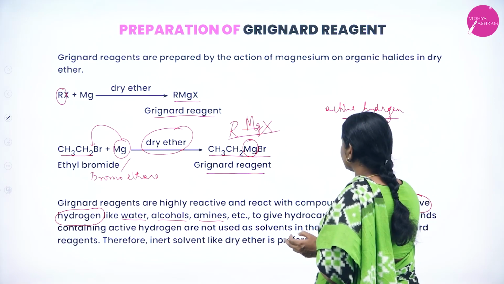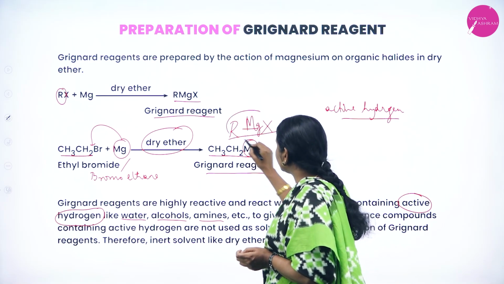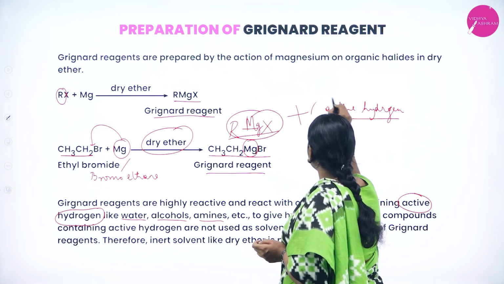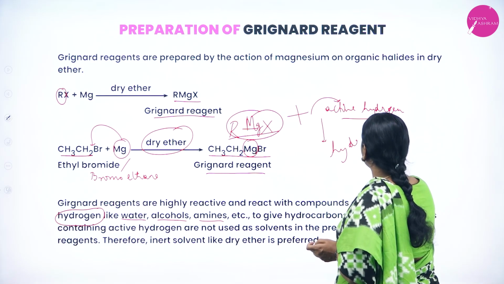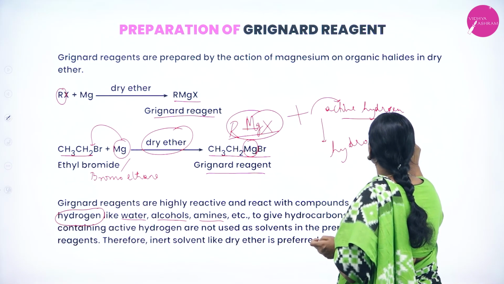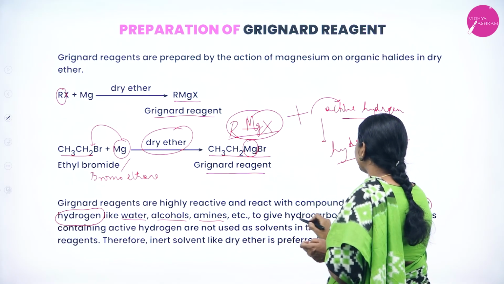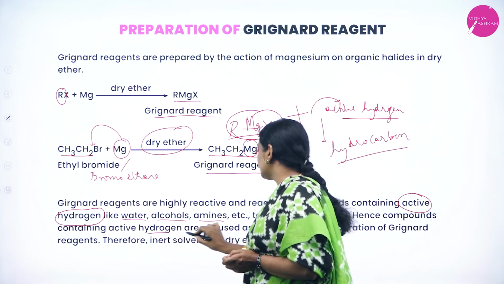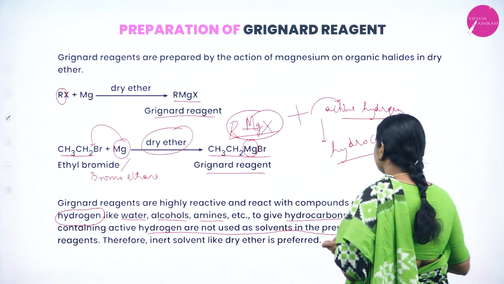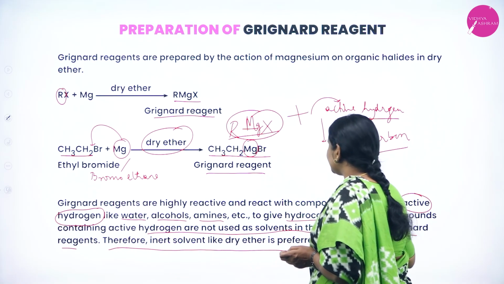What happens if you use a solvent containing active hydrogen? This Grignard reagent reacts with this active hydrogen, and they will form a hydrocarbon. Instead of the Grignard reagent, you are going to get a hydrocarbon. Therefore, compounds containing active hydrogen are not used as solvent in the preparation of Grignard reagent. Therefore, a solvent like dry ether is preferred.